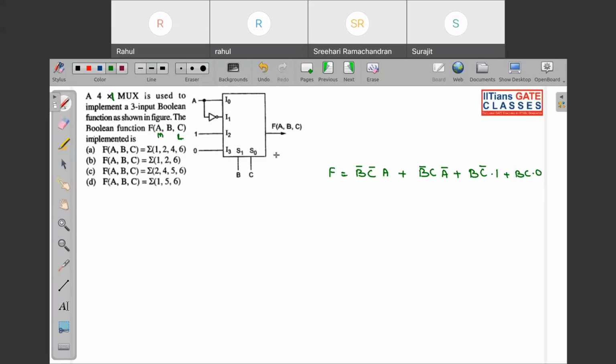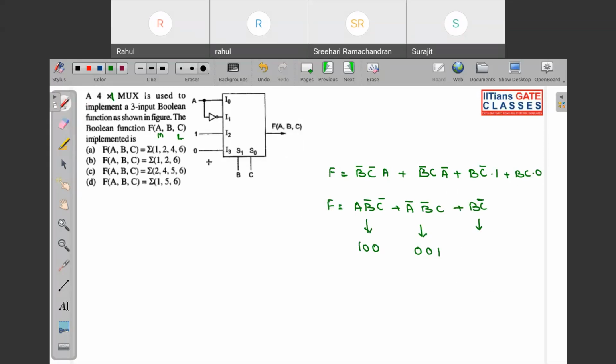But look, the function that we are getting from solving is looking like this. So let us rearrange. This will be A B complement C complement plus A complement B complement C, and this is BC complement. So this corresponds to 100, this corresponds to 001, and this corresponds to, sorry, it is BC complement.